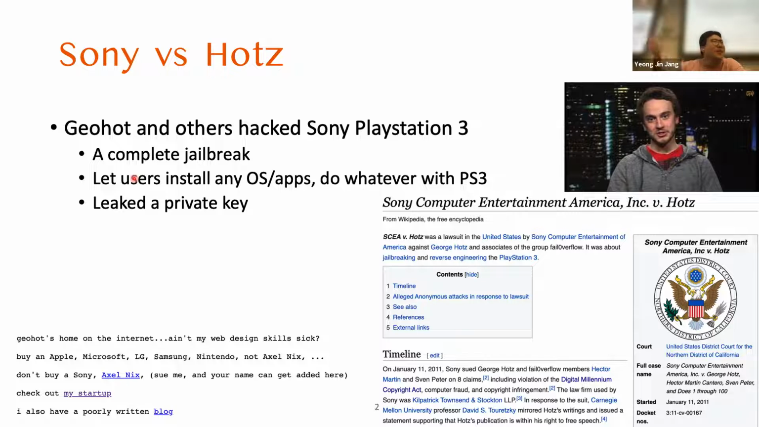So you can switch the operating system. You can install Linux on it, or you can install any kind of application. So RCE can happen. Yeah. So they developed that. And then most critically, they leaked the private key to sign things on the PlayStation 3, so that they can claim that their code is written by Sony or something like that.